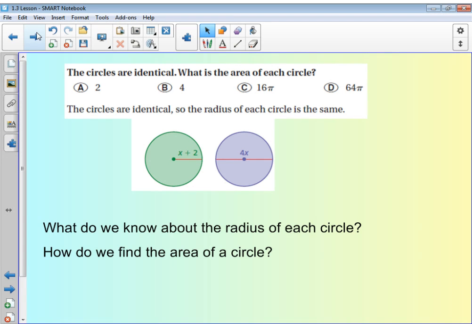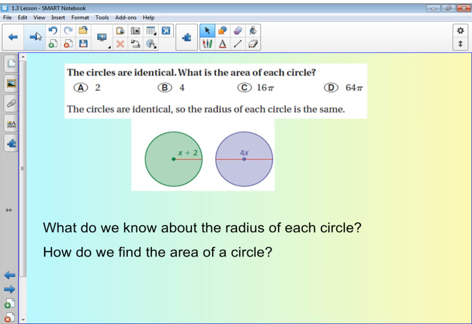So it says the circles are identical. So if they're identical, they're exactly the same in size. What is the area of each circle? So take note that when we look at our answers, we do have two of them, A and B, that are just numbers. And then we have two of them that have the pi sign, okay? And remember, pi is like 3.14. So as we're working through this, I'm going to guess, unless we get a perfect number, they're going to leave our answer with pi, okay?